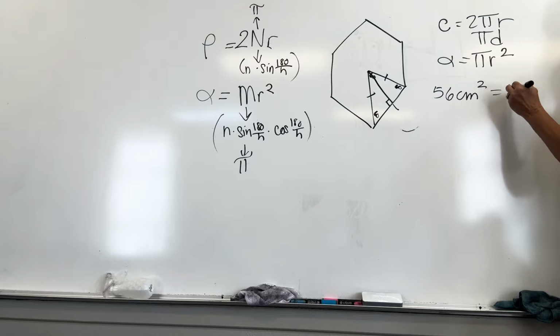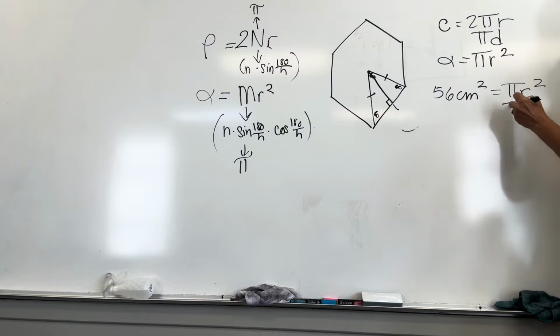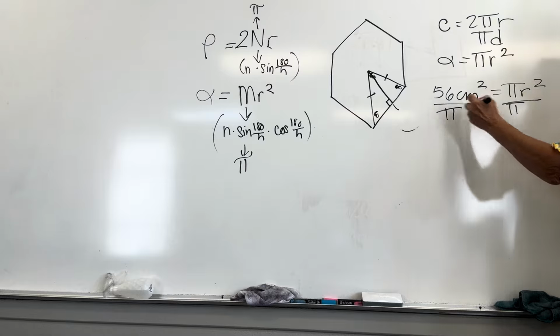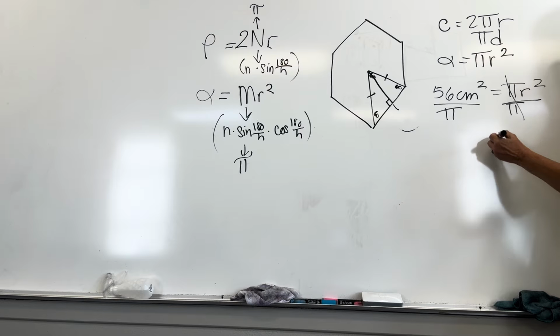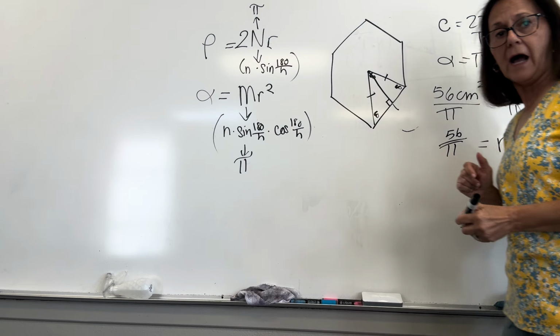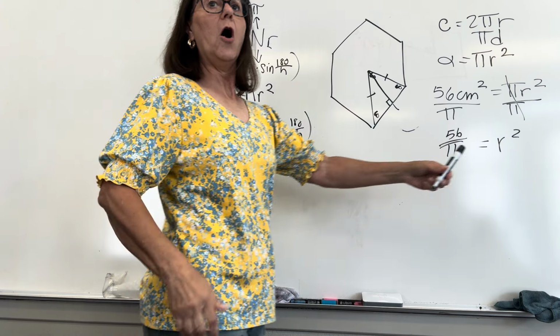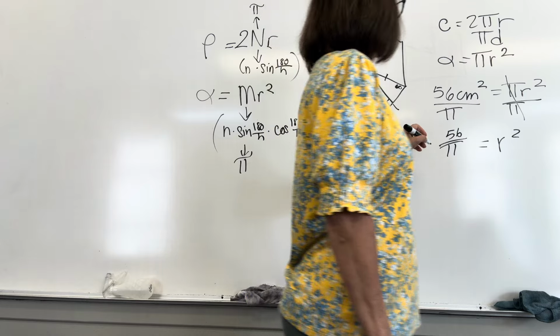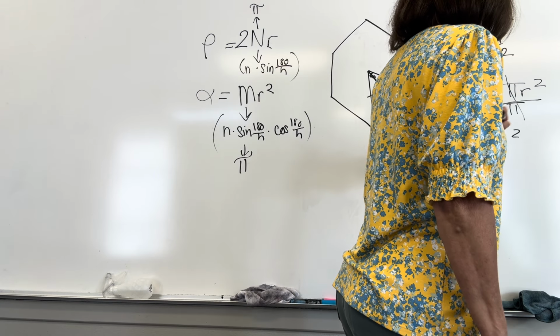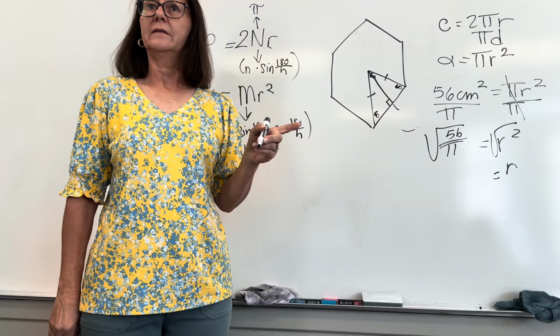You would set it equal to pi r squared. You set it equal to the formula. Then you would divide by pi. Does everybody have their calculators? Such that r squared is 56 divided by pi. But to get r, you would then take the square root. So it's the square root of 56 divided by pi.